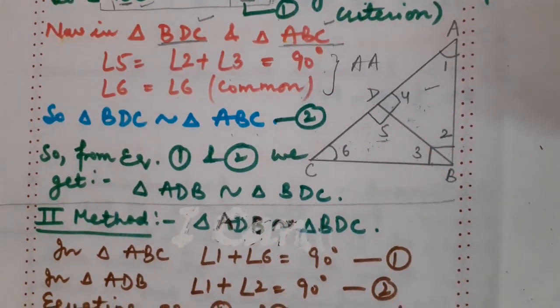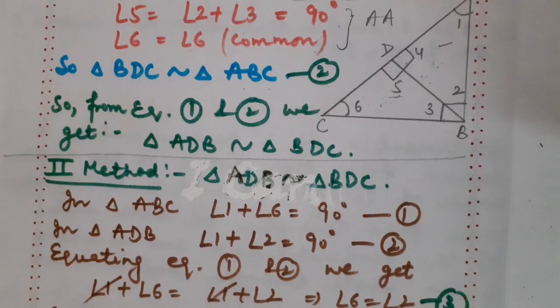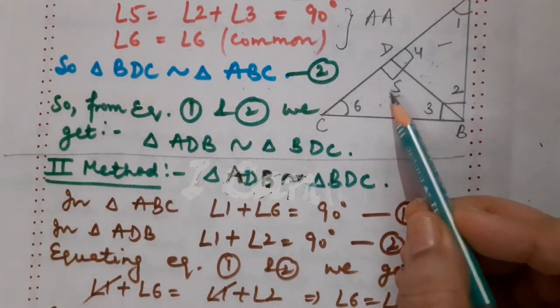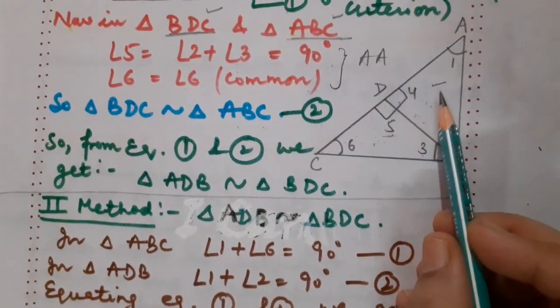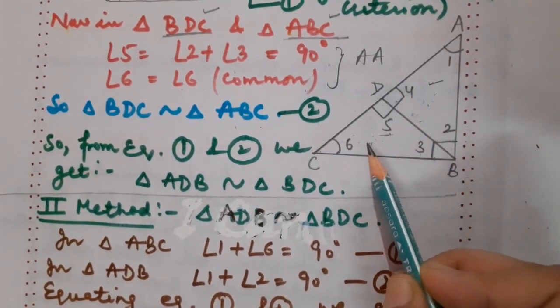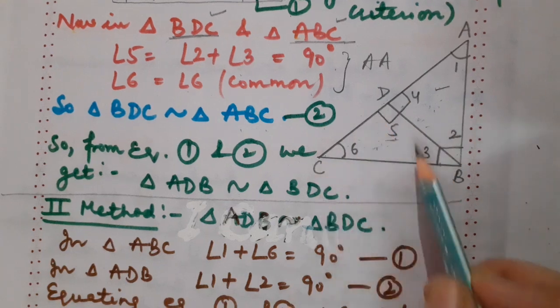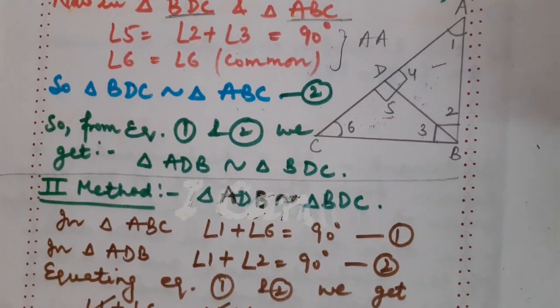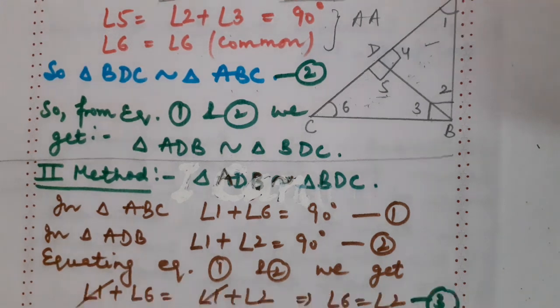Then there is one more alternate method also, in which you can directly prove that triangle ADB, this smaller triangle, is similar to another smaller triangle, that is BDC. Okay. So what can be done for this? Please understand, this is a very important step which I am going to make you learn.